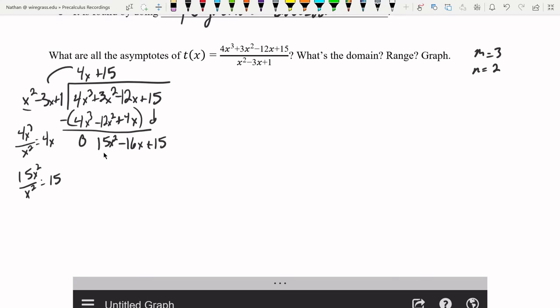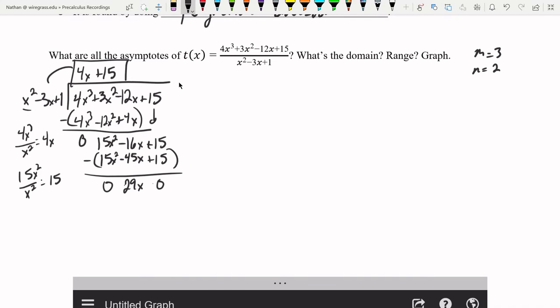Distribute into there, and we get 15x squared minus 45x plus 15, and subtract. 0. It's going to be plus 45, so minus 16 is going to be 29x. And then this is going to be 0 again. So the remainder doesn't really matter. What matters is this portion here. 4x plus 15, that is the slant asymptote.